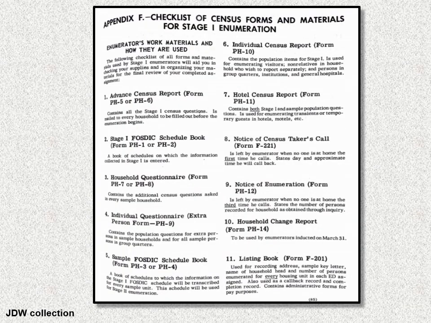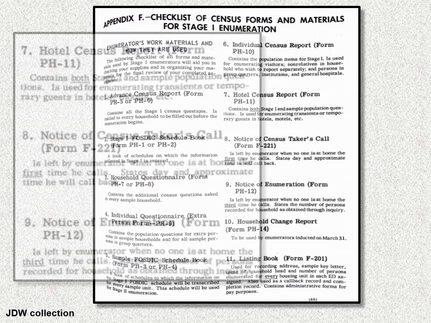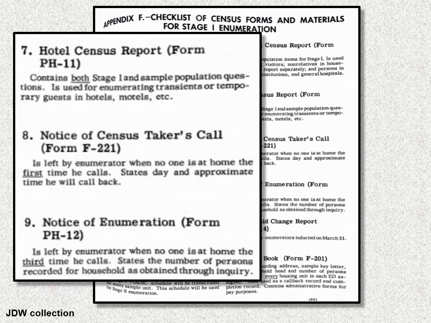And here is a checklist of forms that you were given. Some of these I think are kind of neat. We've covered some of these. You can come back and look at that, but the ones I'm interested in, there was a hotel census report form. That was both stage 1 and sample population.